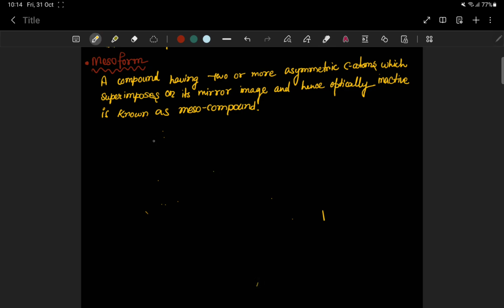Let's suppose this is a compound C, and this is asymmetric in nature, which has C with A, B, C, D. Fine. So two or more asymmetric carbons. This is one asymmetric carbon. Let's say in this compound this B consists of another carbon, and it has a similar configuration type, similar A, D, C. So you can see that this and this are asymmetric in nature.